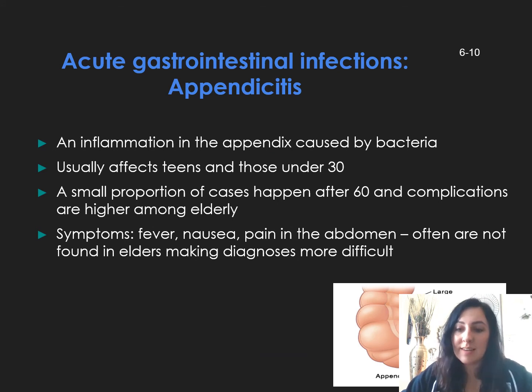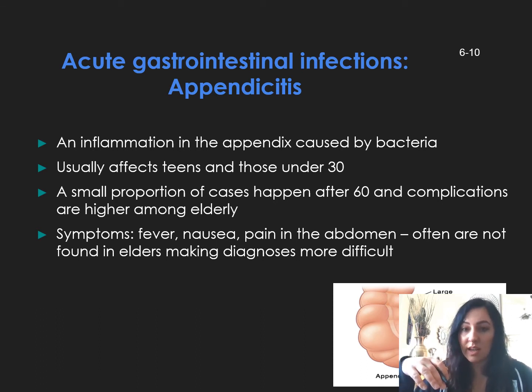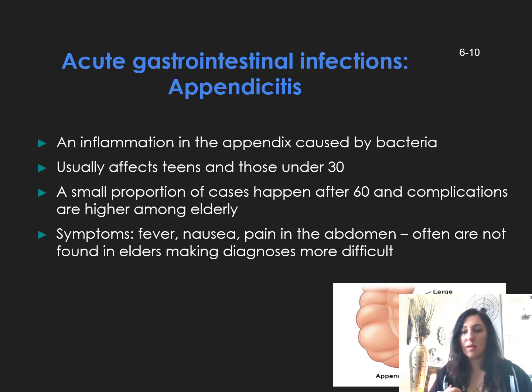So now let's look at appendicitis. This is inflammation in the appendix caused by bacteria. Usually it affects teens and those who are under 30, but a small portion of these cases will happen after 60, and complications are much higher among older adults. Some symptoms of appendicitis would be fever, nausea, and pain in the abdominal area, and this is not often found in older adults, which actually makes diagnosing this problem so much more difficult. So they typically will not have a lot of these symptoms.